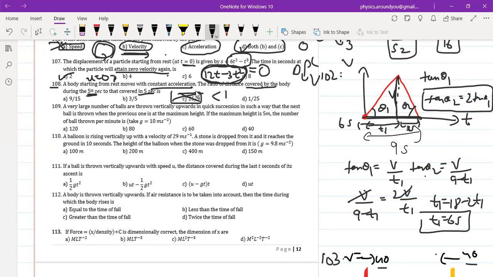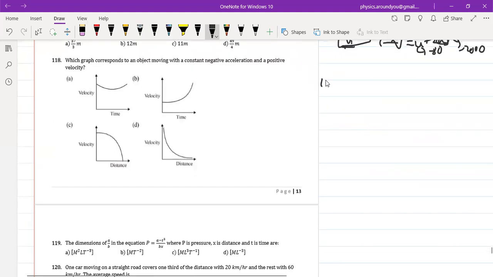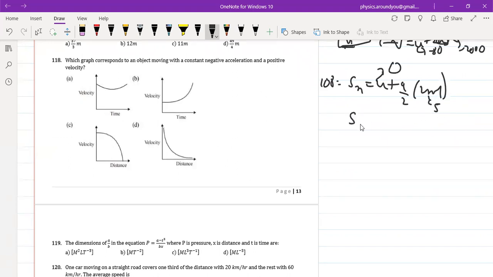So C can't be right. Having said that, A, B, and D are all less than 1. Which one is correct? For that, you need the formula. The formula says Sn equals u plus a by 2 into 2n minus 1. Put u as 0 and n as 5. So S5 is equal to 9a by 2, the fifth second.